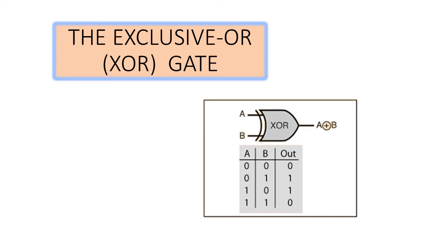The logic symbol and the truth table of a two-input XOR gate is shown in the figure. And here the output is represented as A XOR B. A and B are the inputs given into the XOR gate, and the output is represented by using a plus, which is encapsulated by a circle. So that is the symbol used for the exclusive OR gate.